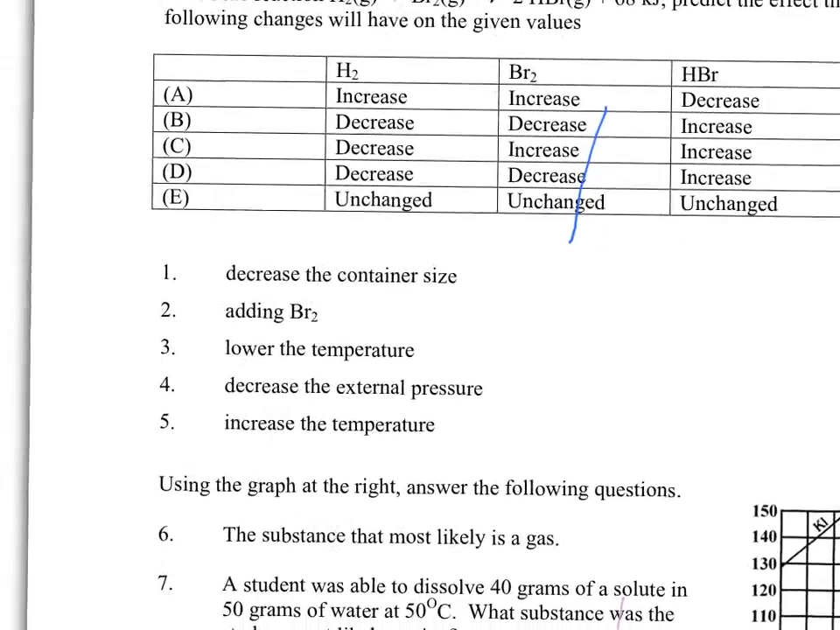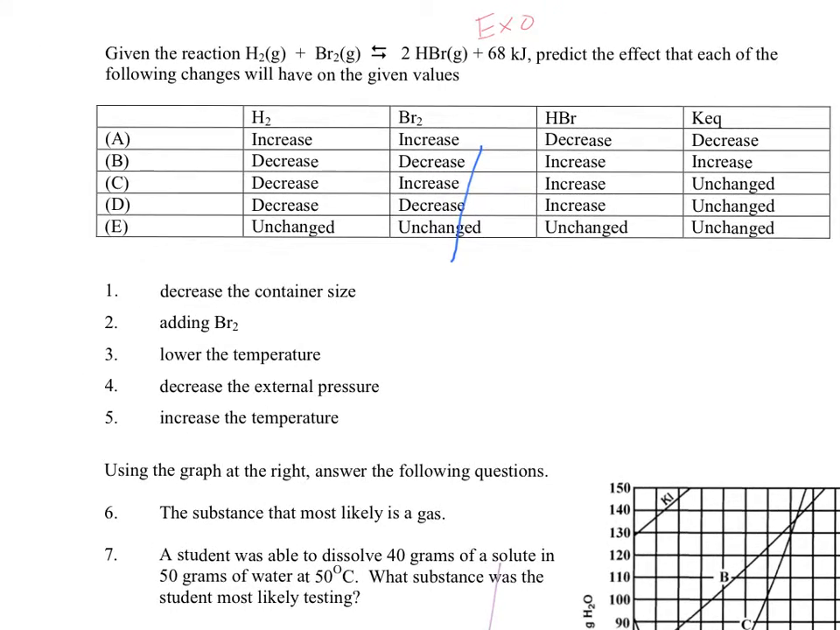All right? If we decrease the container size, we increase our pressure. And so how do we shift from an increase in pressure? Very good. So we're going to the fewest moles of gas. But they're the same, so nothing happens. So what answer choice is that? It is E. Very good. Nothing happens.